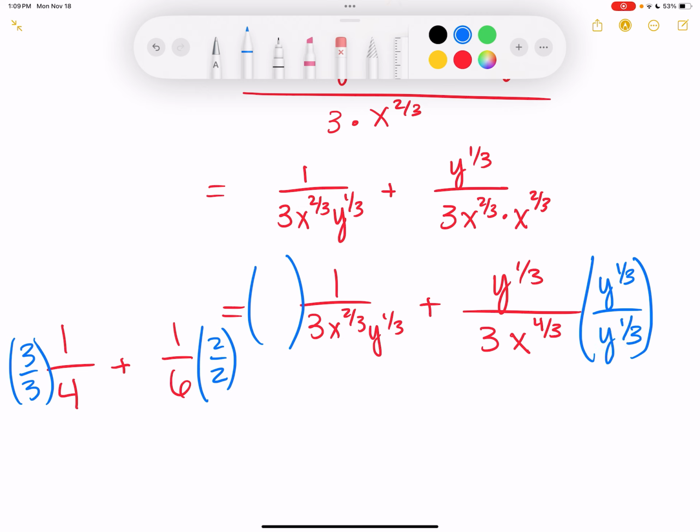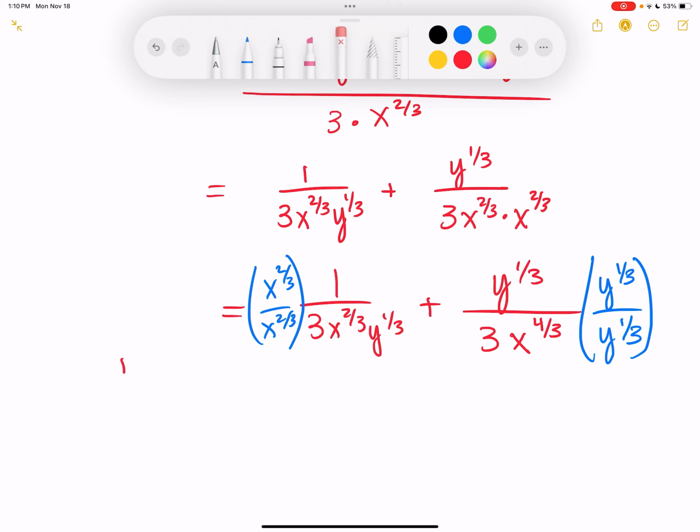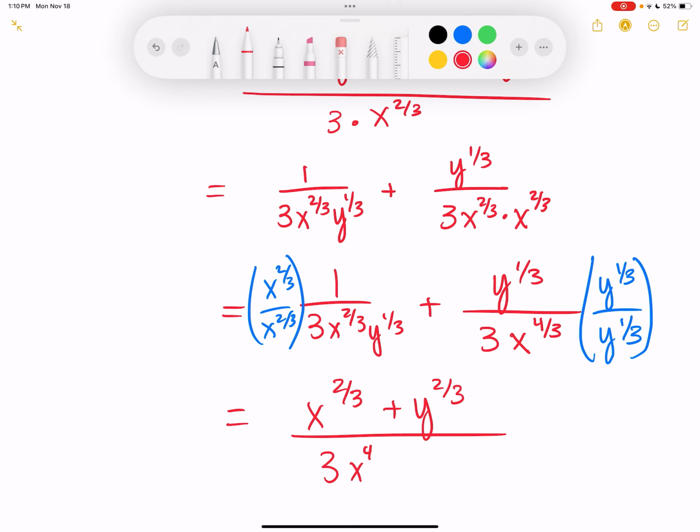Thank you for being smart, Virginia. Now, x to the 2/3, yes, x to the 2/3. Thank you for taking that one. Josh is like, I had no idea. I got you, Josh. All right, so on top, as one fraction, I would get x to the 2/3 plus y to the 2/3, over 3x to the 4/3 y to the 1/3. Boom.